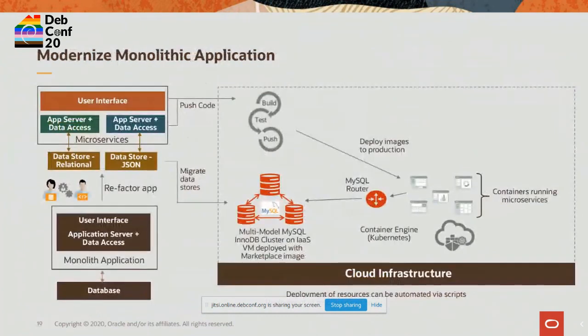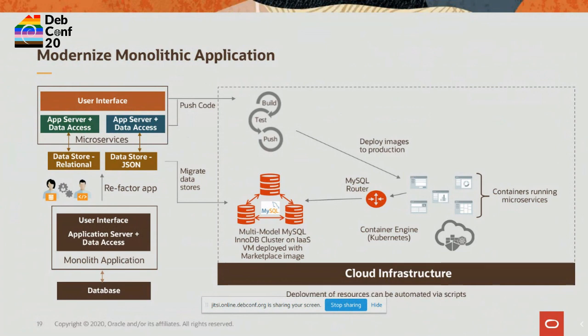In the second use case, we modernize a monolithic application. So we start from this very aged monolithic application where we have the user interface plus application all bound in one, and externally we have the database. So we go through a development process of separating the user interface and separating the middleware, like the application server and the data access layer.